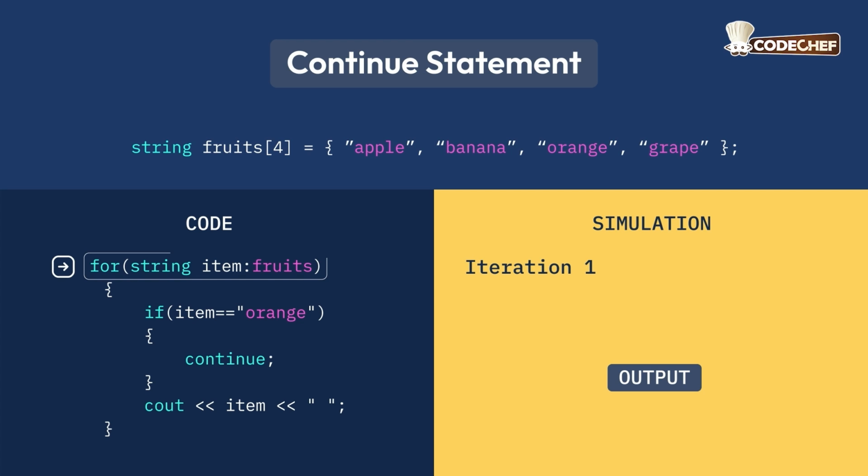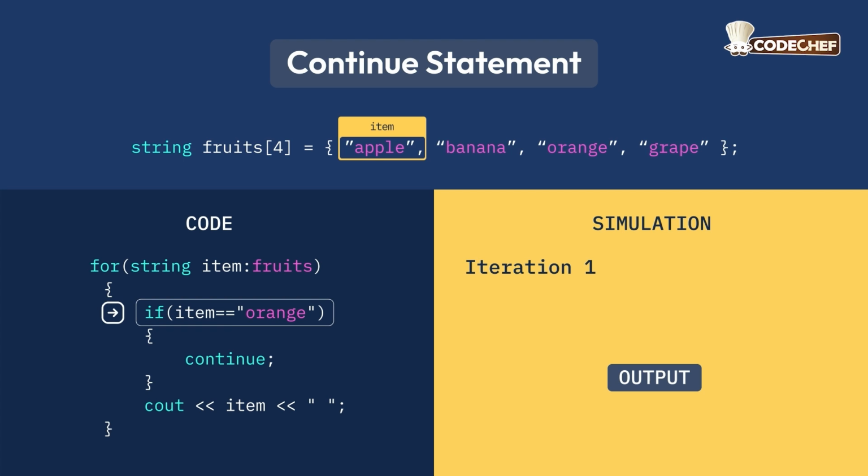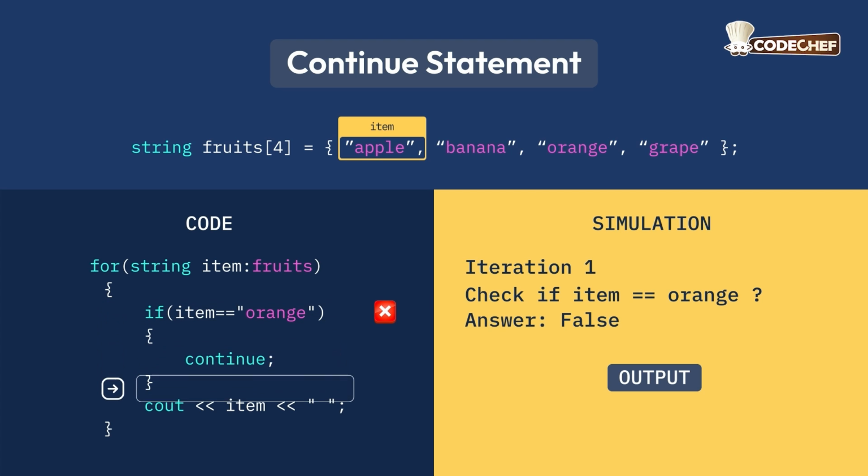In the first iteration, item value is apple. Control moves to the if statement, where we check whether the value of item is orange or not. Since apple is not equal to orange, the condition fails. Control skips the code inside the if block and print statement is executed.